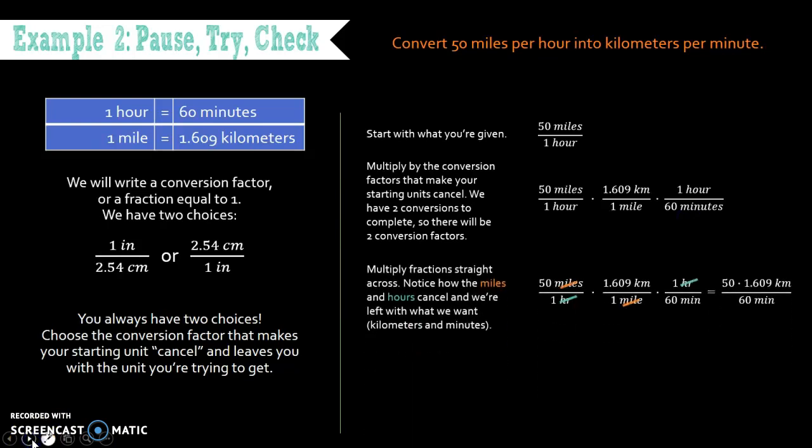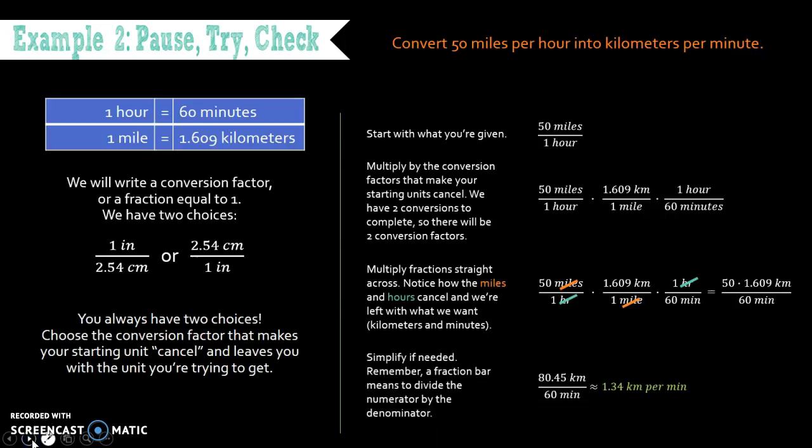Notice how the miles and the hours cancel out with each other, and all we're left with is kilometers and minutes. We multiply straight across to obtain these numerators and denominators. And fractions tell us to divide. 80.45 divided by 60 gives us an approximate value of 1.34 kilometers per minute.